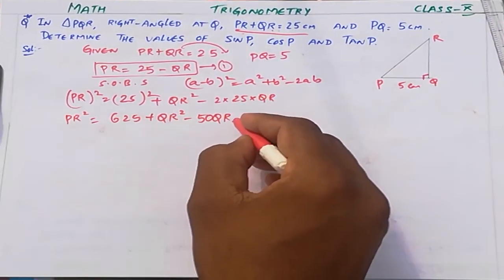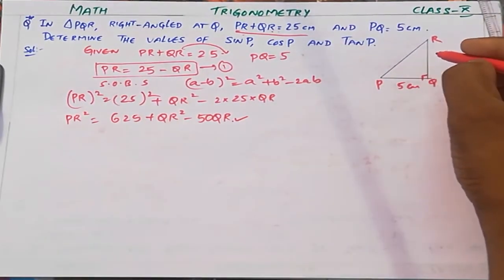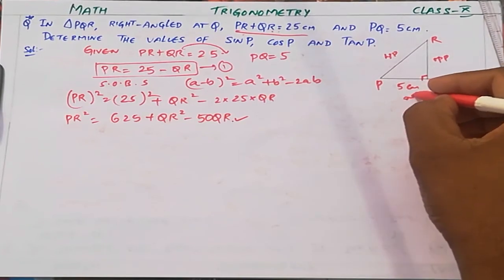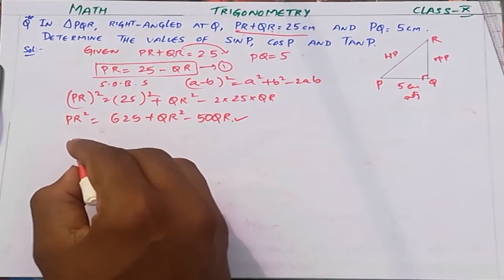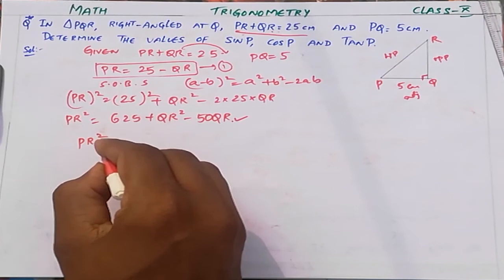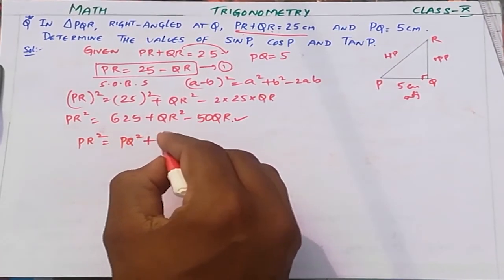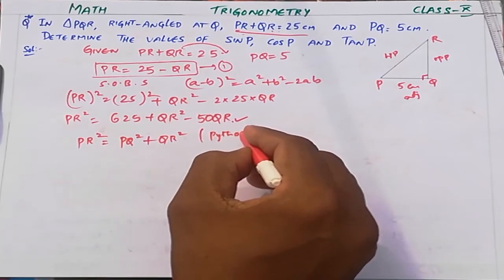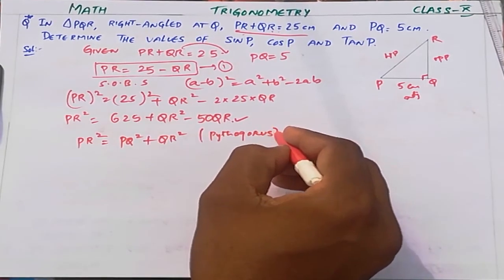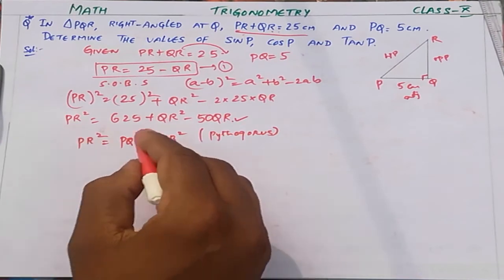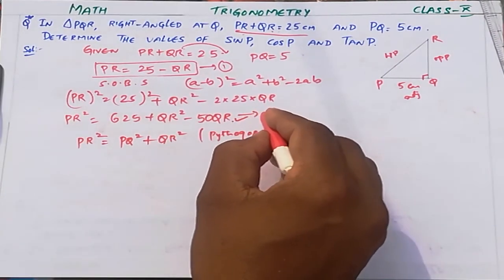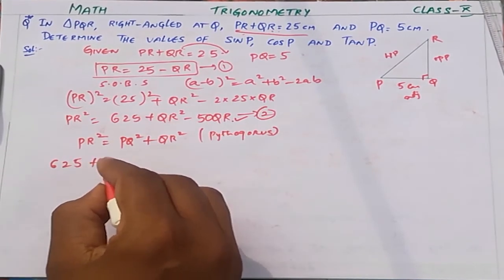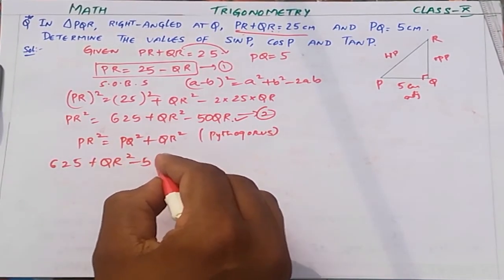We'll keep it aside. From the diagram, this is hypotenuse, this is opposite, and this one is adjacent. So hypotenuse square equals, from the figure I get the relation, PR square equal to PQ square plus QR square from Pythagoras. So we have both values of PR square. In the above equation, equation 2, I'll substitute this PR square value. 625 plus QR square minus 50 QR equal to this PR square.